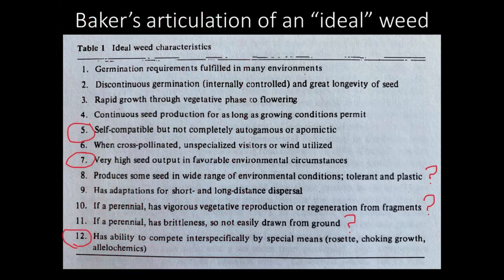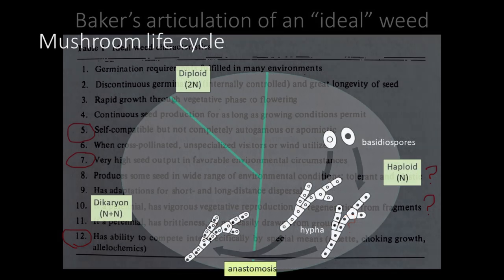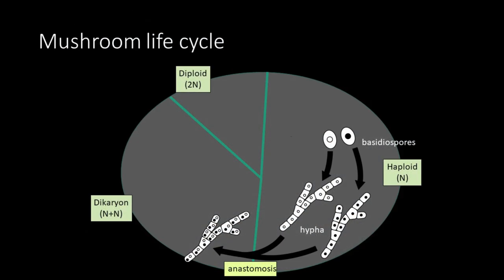All right, so we've talked a little bit about this idea of allelochemicals. Now I want to talk about this idea of self-compatibility. So maybe everybody knows this, but just in case, here is a traditional mushroom life cycle. You have two basidiospores. We'll just call them, they're different from each other, we'll just say black and white. They each germinate into a mycelium, and then they fuse.